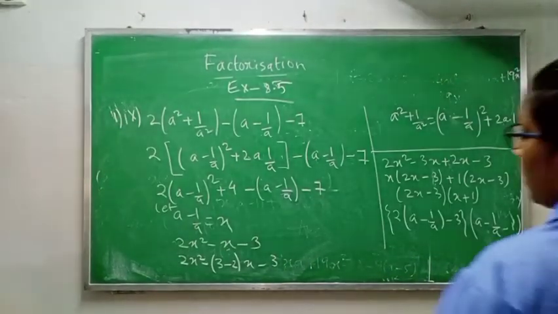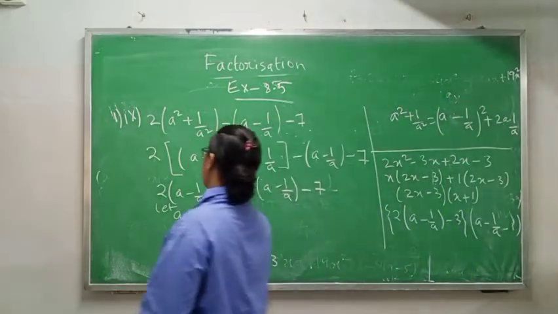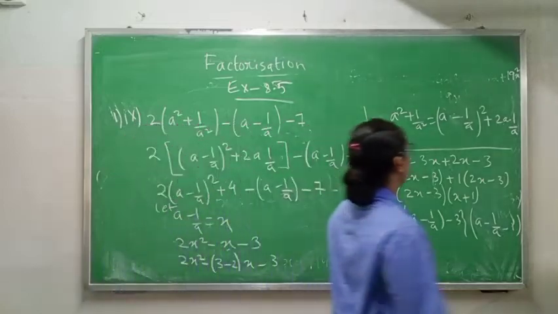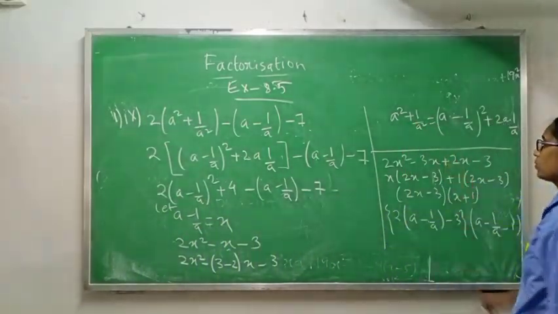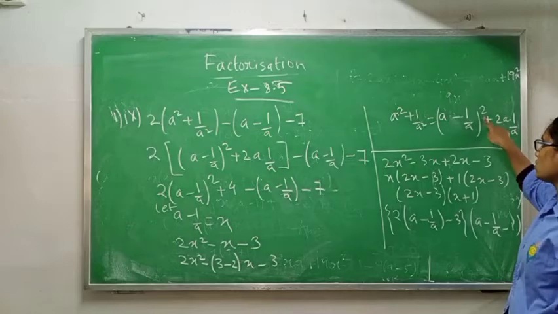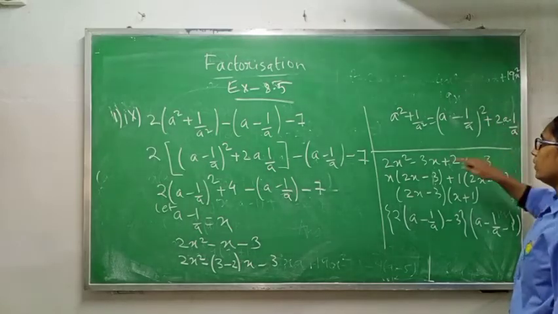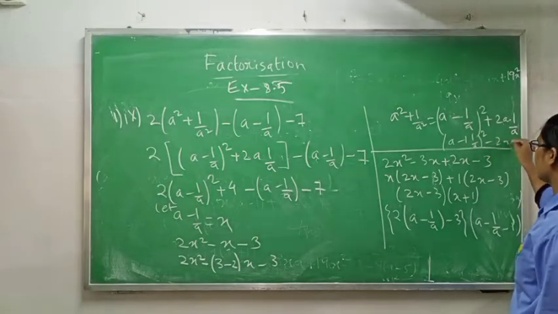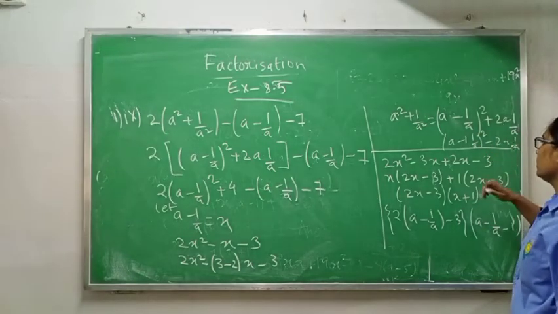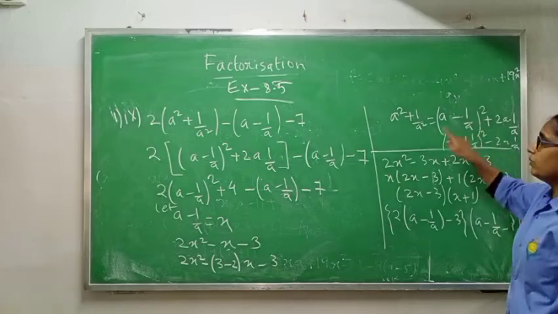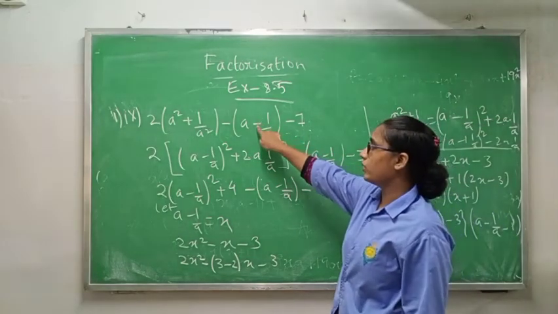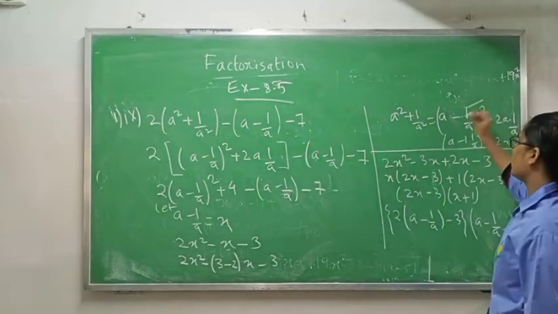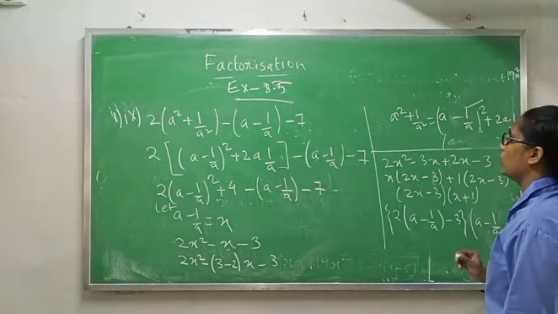Class 9C, question number 192: a square plus 1 by a square minus a minus 1 by a minus 7. First please write this formula: a square plus 1 by a square is a minus 1 by a whole square plus 2 into a into 1 by a. One more formula is there: a plus 1 by a whole square minus 2 into a into 1 by a. According to our use we write these two formulas. We need the minus one, why? Because here also we have a minus sign, that is why I am using the first formula. So please don't concentrate here, just write this formula.